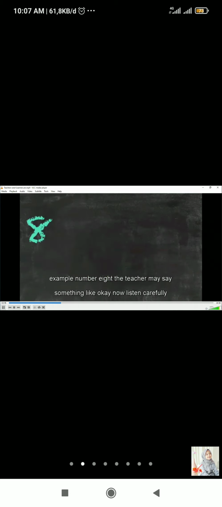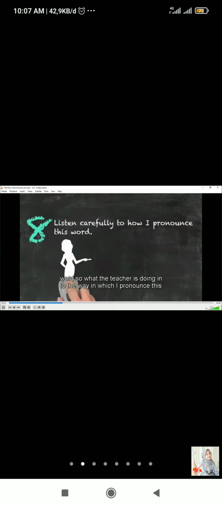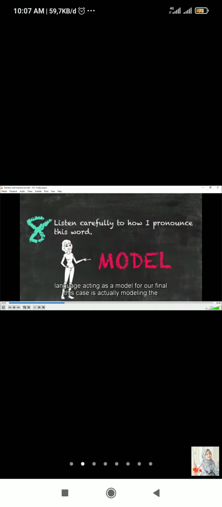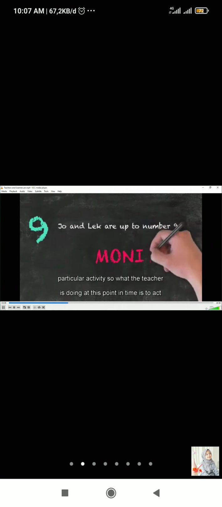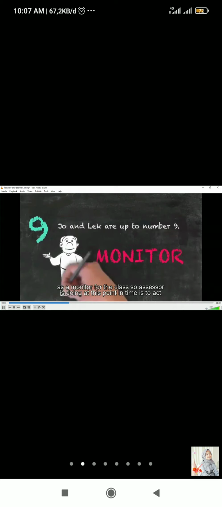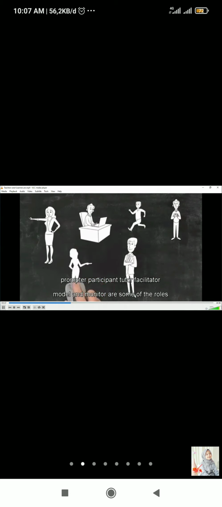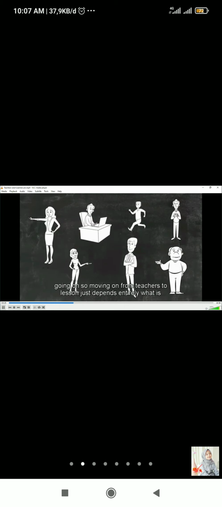Example number 8, the teacher may say something like, "Okay, now listen carefully to the way in which I pronounce this word." So what the teacher is doing in this case is actually modelling the language, acting as a model. For our final example, whilst an activity is going on, the teacher may write a note to himself: "Joe and Lek are up to number 9 in this particular activity." So what the teacher is doing at this point in time is to act as a monitor for the class. So assessor, prompter, participant, tutor, facilitator, model and monitor are some of the roles that a teacher will play. Which role you have at any particular time in a lesson depends entirely on what is going on.